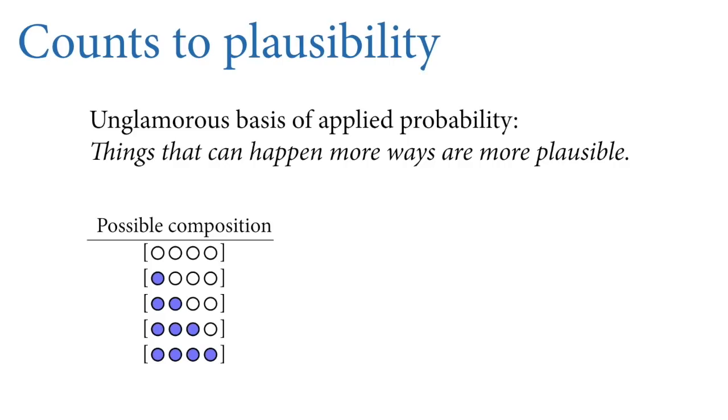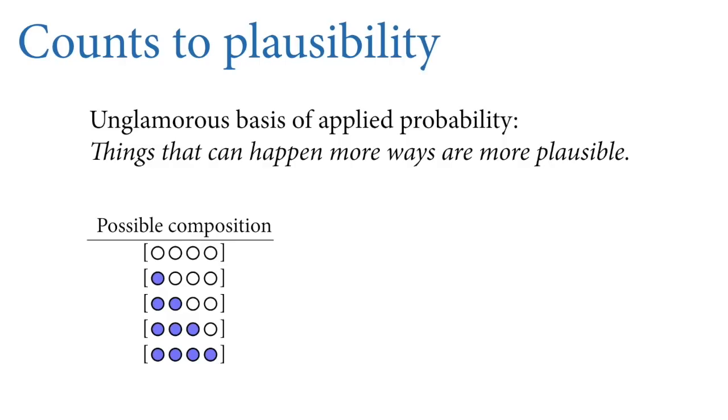It's what I call the unglamorous basis of applied probability: things that can happen more ways are more plausible. And that's pretty much it. Why do we do this? Because it's unreasonably effective. That's why. And it's nothing more than logic. We state our assumptions. Those assumptions have implications for the data, for the observations. And then assumptions that are more compatible with observations are considered more plausible.